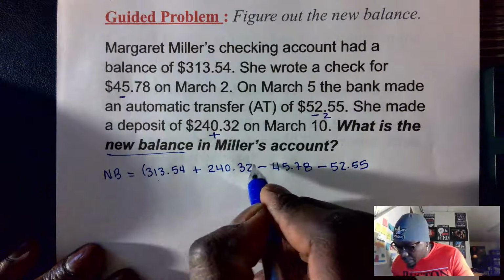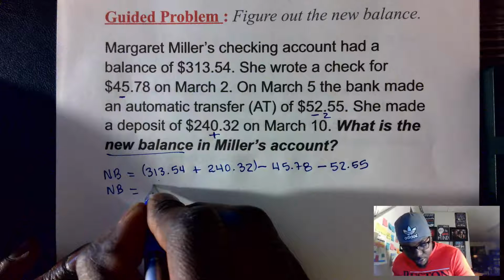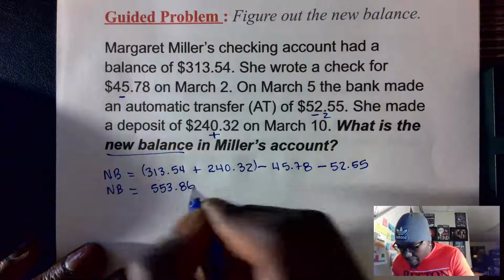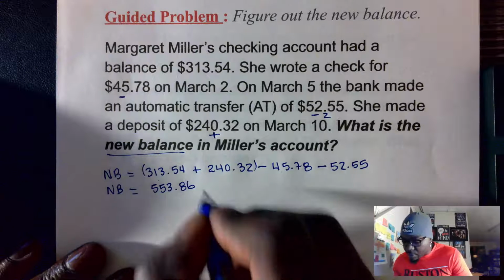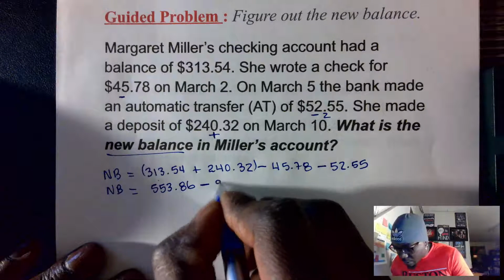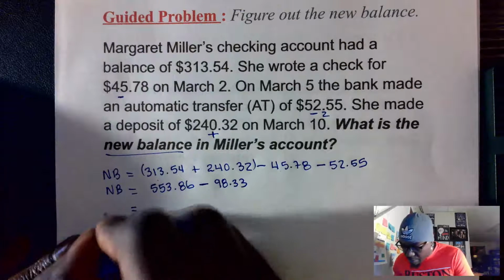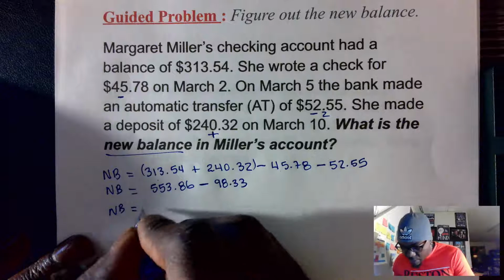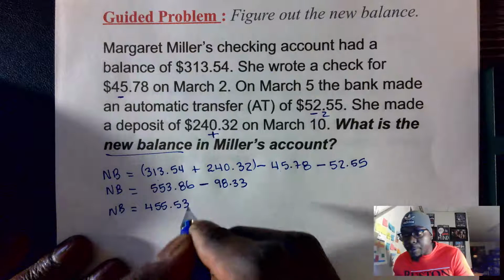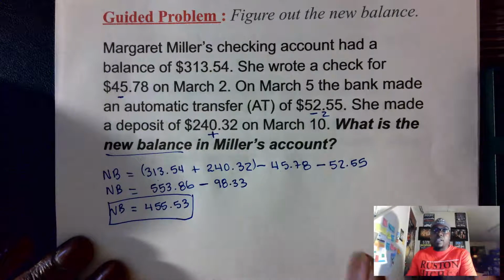All right, I'm going to add these two together here. So my new balance is equal to, this is going to give me 53.86. And I'm also going to add these two numbers together since I'm subtracting it. So I'm going to subtract these two numbers that I'm adding here. So this is going to give me 98.33. And when I subtract this here, my final answer, which is my new balance, is equal to 455.53. All right. And again, once I get that, I box my answer so I indicate what's happening here.